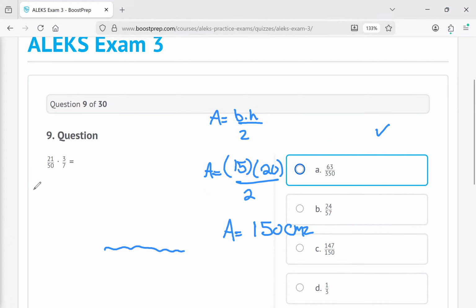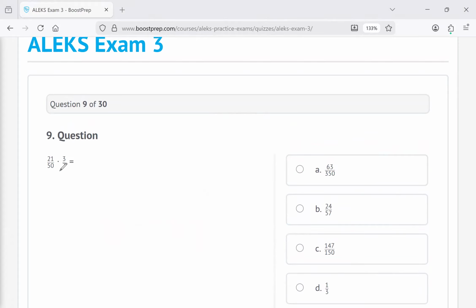Okay, question 9. So we have multiplying fractions. When you're multiplying fractions, you just multiply across, do not crisscross. You only crisscross if you're dividing, right? Multiply across, so what's 21 times 3? It is 63. And then what's 50 times 7? 350. And I think that's it. I don't think it can be reduced. Yeah, that's it.